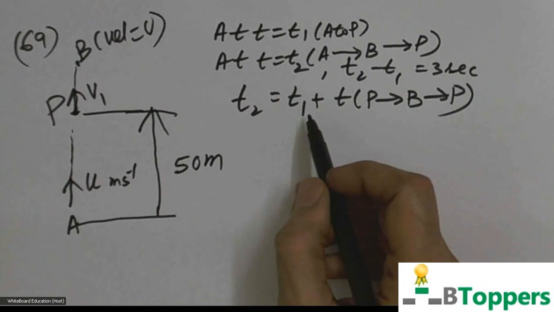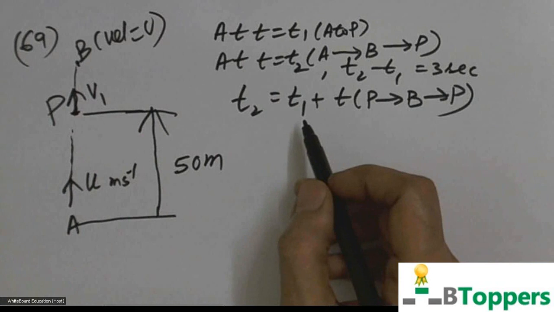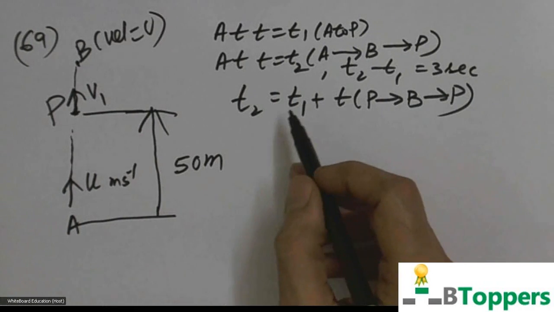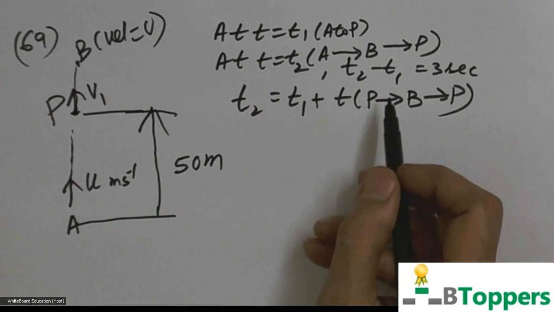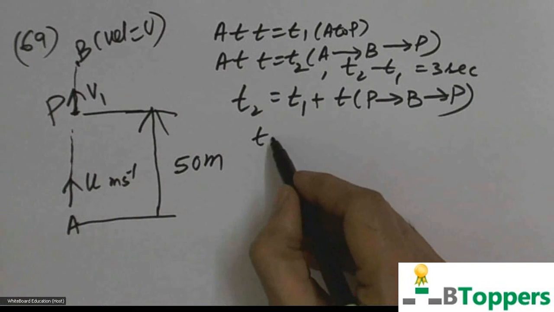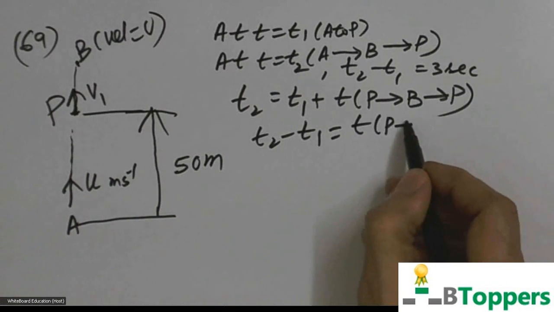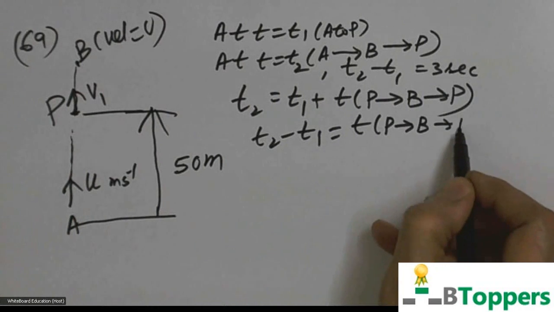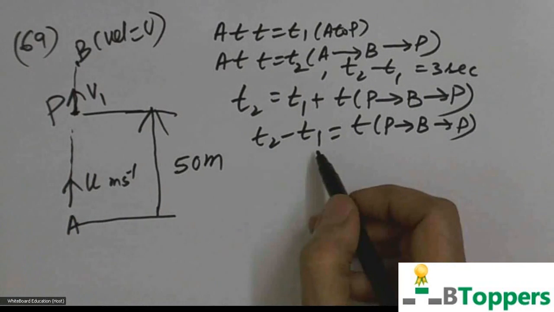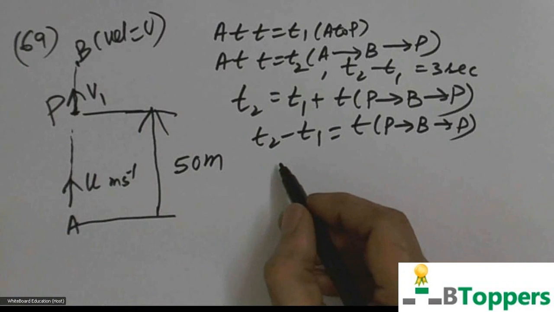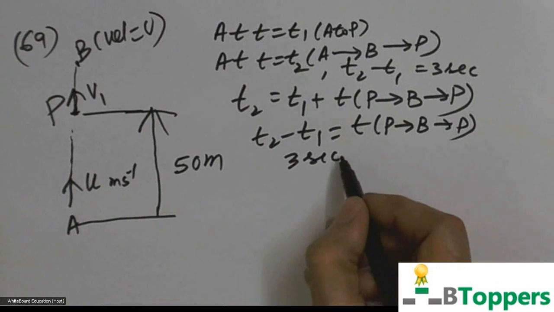So here T2 you can write as T1 plus the time taken to move from P to B and back to P, or T2 minus T1 is equal to the time taken to move from P to B and back to P. So here T2 minus T1 is given to be 3 seconds.